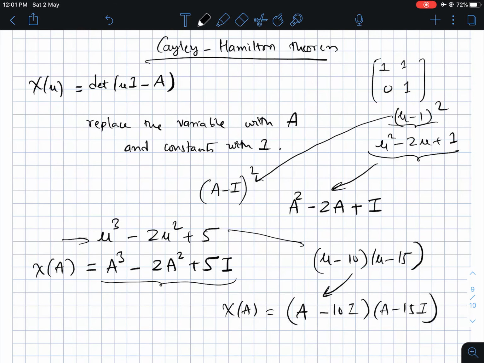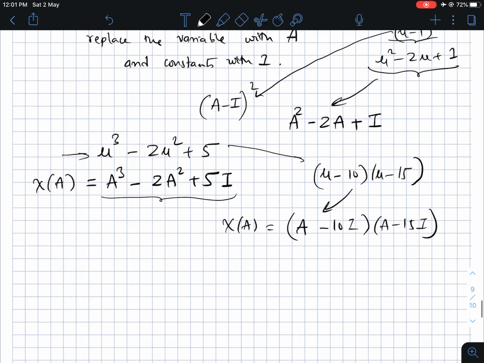Okay. So why am I doing this? The Cayley-Hamilton theorem says that for any matrix A, if you find its characteristic polynomial chi and do this substitution, meaning instead of the variable you put in A and instead of constants you put in I, in the same polynomial that you obtain from the matrix, you will get 0. Okay, so that's the Cayley-Hamilton theorem.